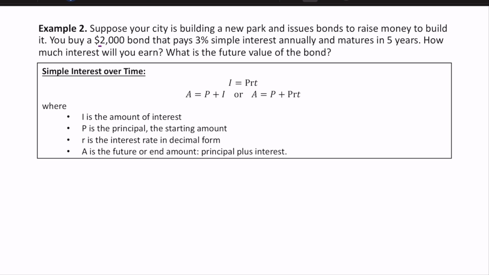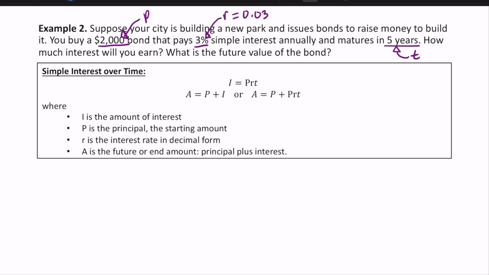So we're going to pull out the information we're given. This $2,000 is going to be our principal amount, and the 3% is our rate, which is going to be 0.03, or 3/100, if we move that decimal 2 places to the left. And then the thing that's different between this problem and the last one is that we're getting paid this interest multiple times over time. So we're actually being paid this for 5 years. And so that is our T.